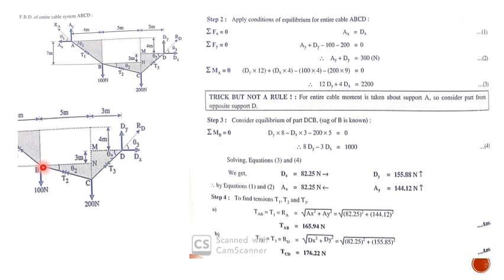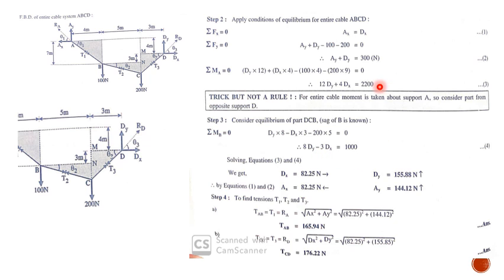For the 100 Newton force, the moment about B will be 0. For T1 and T2 also it will be 0. The 200 Newton force gives a clockwise moment, so it is negative. dy will have anti-clockwise movement, dx will have clockwise movement. So dy multiplied by 8 minus dx multiplied by 3 minus 200 multiplied by 5 equals 0. With this I get the equation 8 dy minus 3 dx equals 1000.